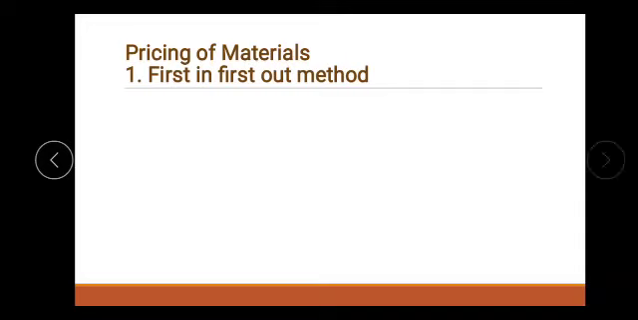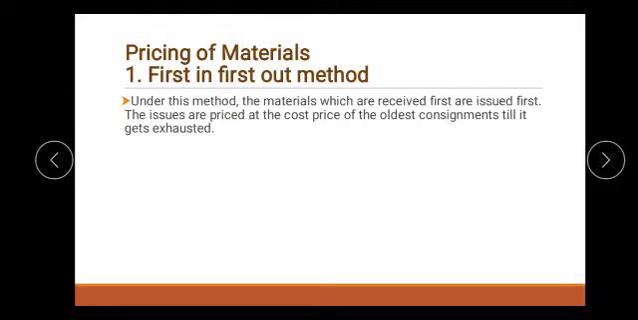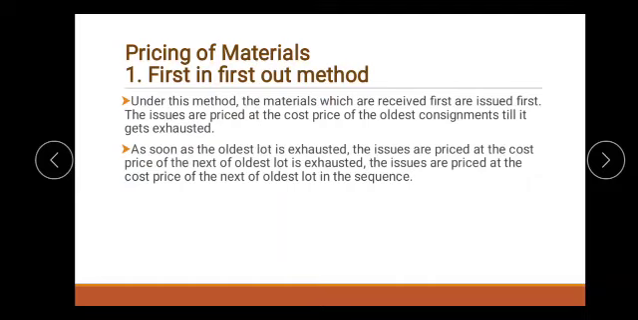FIFO method. Under this method, the materials which are received first are issued first. The issues are priced at the cost price of the oldest consignment till it gets exhausted. As soon as the oldest lot is exhausted, the issues are priced at the cost price of the next oldest lot in the sequence. The closing stock is valued at the latest purchase price.